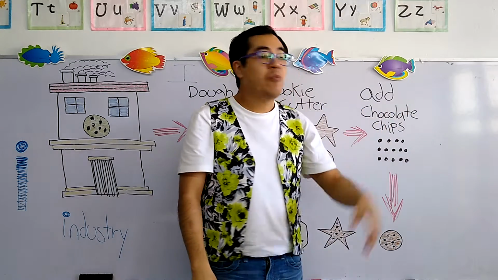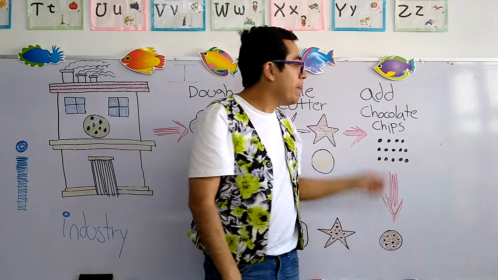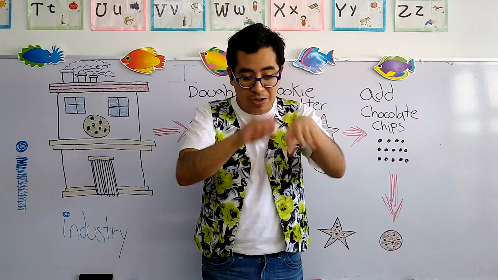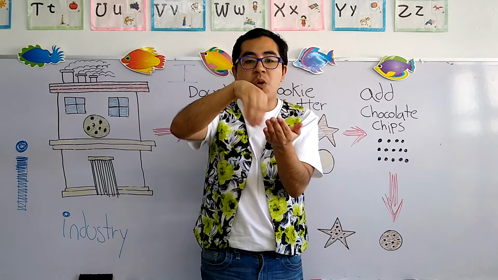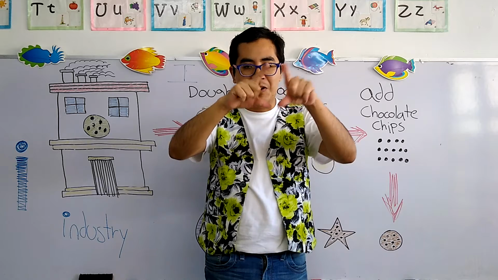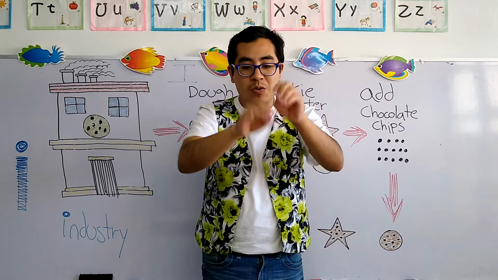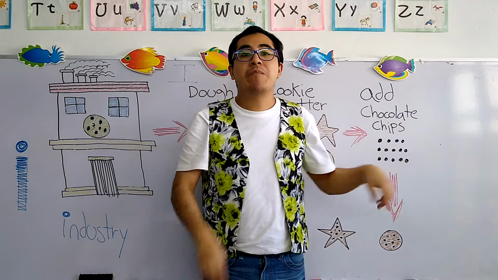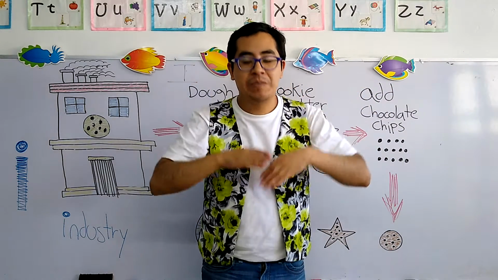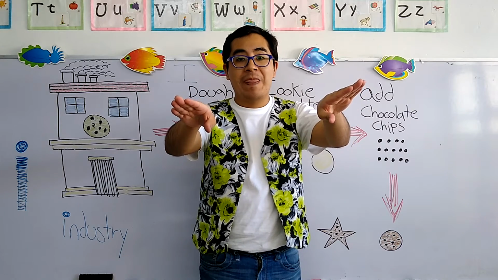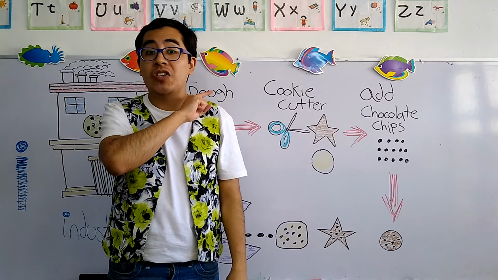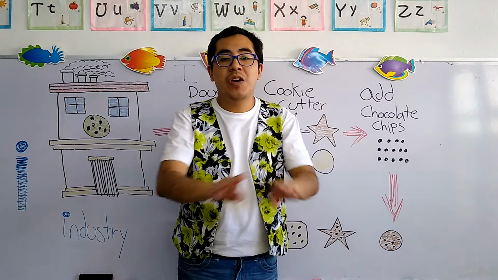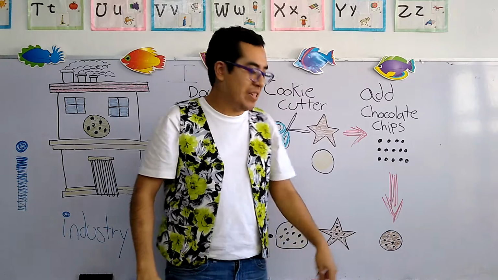So, in this part, we add the chocolate chips. We're going to add chocolate chips to the dough, okay? A esa masa que ya está recortada, we're going to add chocolate chips, okay? And finally, y al final, we put them in the oven. Las vamos a meter en un horno enorme. And finally, the last stage, la última etapa, is when the cookies are already done. Ya están hechas las galletas, okay?